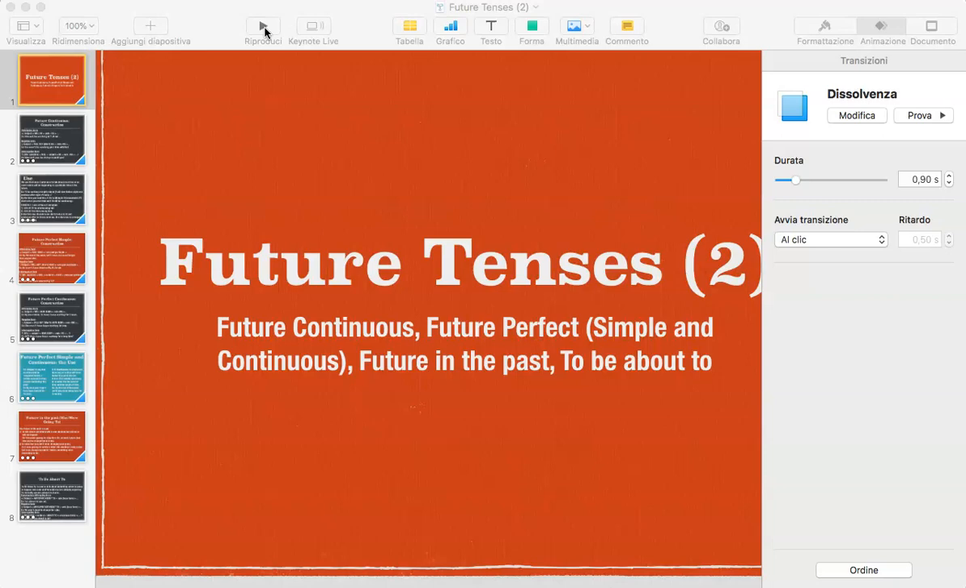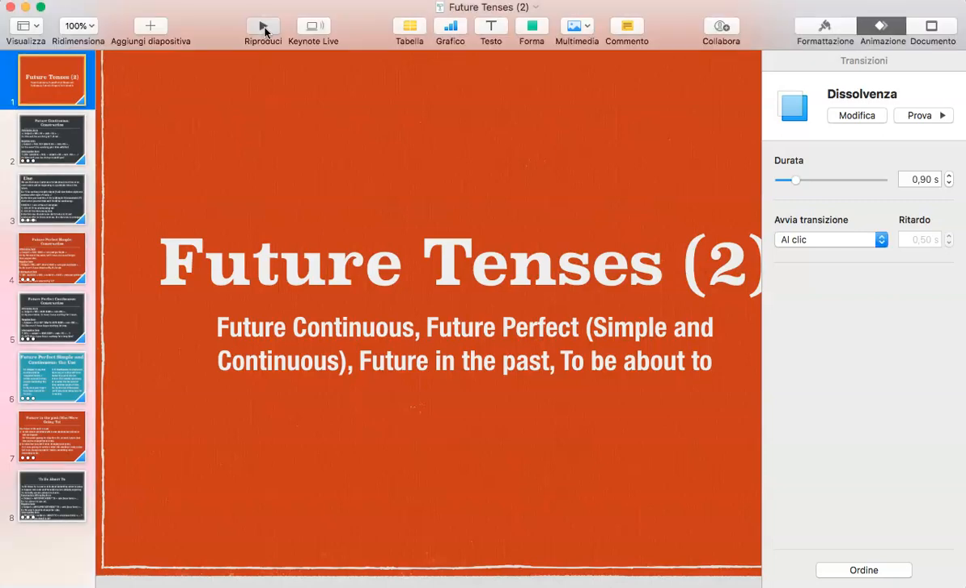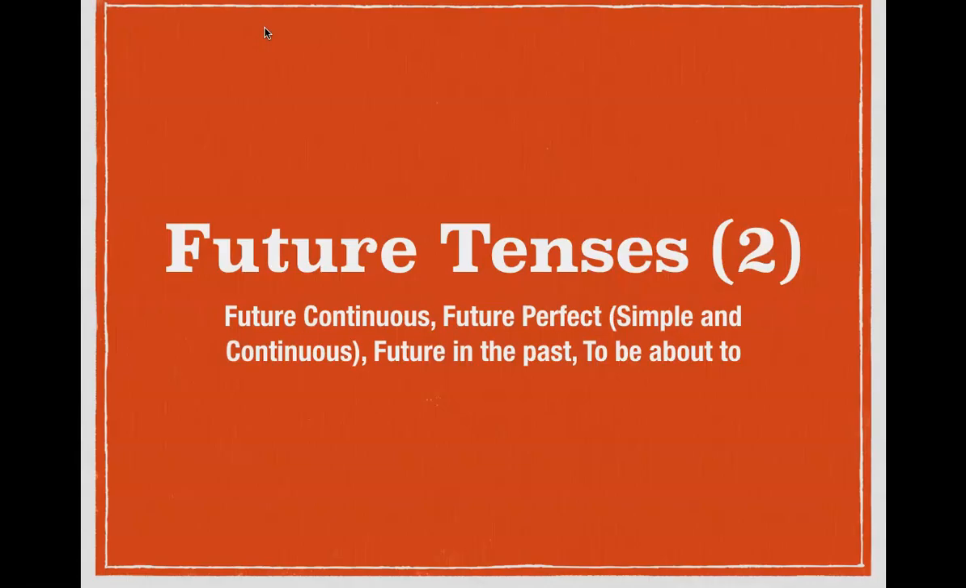This is the second part about the future tenses. And so here we go. We're going to talk about the future continuous, the future perfect, simple and continuous, the future in the past, and to be about to.